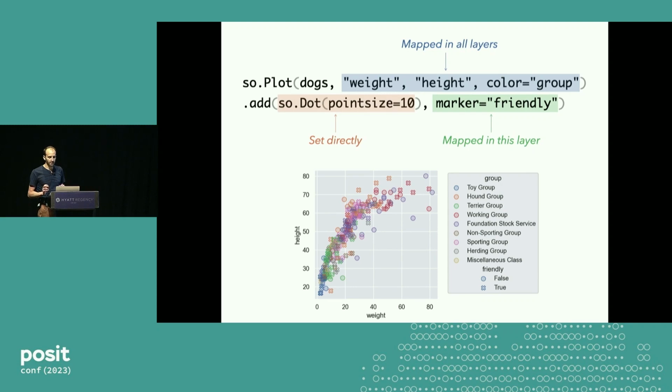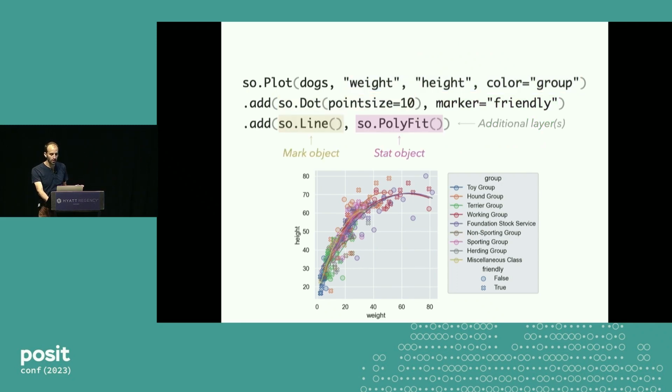So there's three ways to define visual properties here. There's properties that are in the Plot constructor that are mapped in all layers. There's properties defined in the mark constructor that are set directly to the value you give, independent of any of the data. And then properties defined in the call to Plot.add, which are mapped, but in a layer-specific way. For this plot, there's no real difference between whether you specify color in the Plot constructor or when you're calling add. But if we added another layer, such as a line representing a regression fit, you'd see that only the colors of the line are mapped.